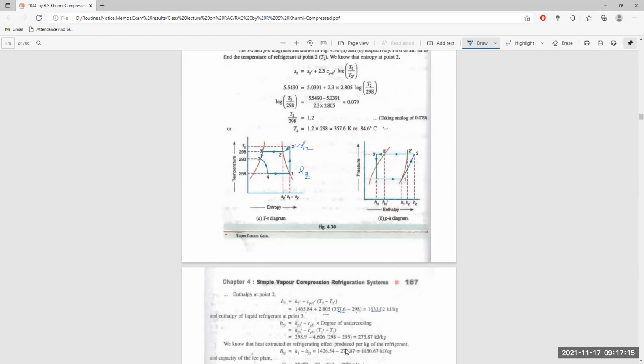So the heat extracted, or refrigerating effect per kg of the refrigerant, is given as H1 minus H4, or H1 minus HF3. We have calculated both HF3 as well as H1, giving 1150.67 kilojoule per kg.